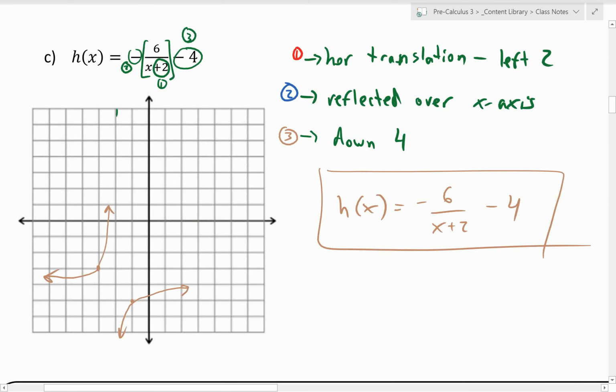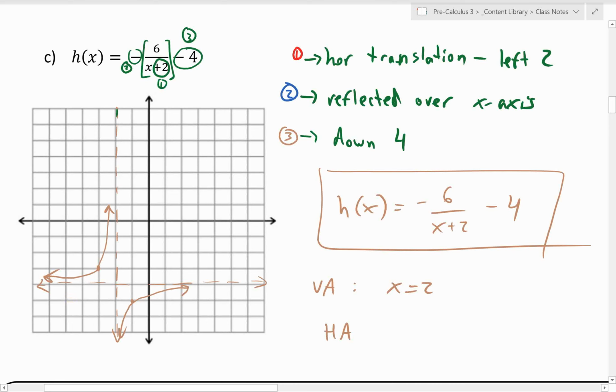Okay, and you'll notice I wasn't necessarily talking about the asymptotes as I did it, but if we think about the asymptotes, the vertical asymptote starts at x equals 0, and we had to move it to the left 2 units, so there would be a vertical asymptote at x equals -2, and the horizontal asymptote starts at y equals 0, and the whole graph got moved down 4 units.